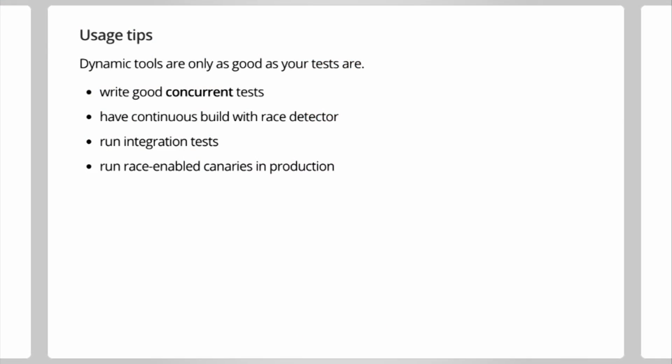Also, it's useful to set up continuous testing because of the possible false negatives, that is, missed reports. But any data race is caught eventually, so if you run it continuously, you will catch all data races in the code. So that's it for the race detector.